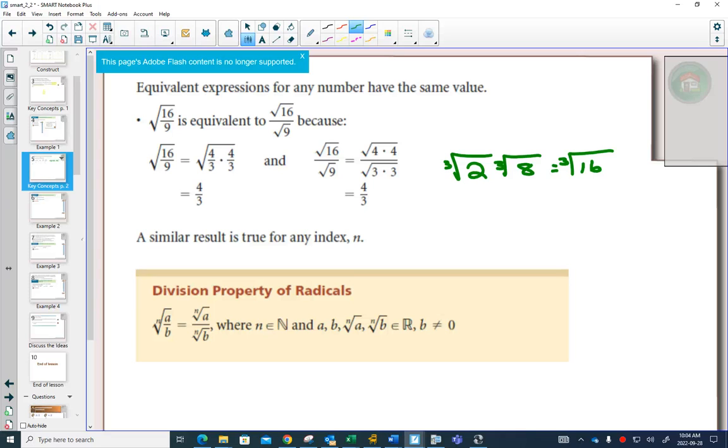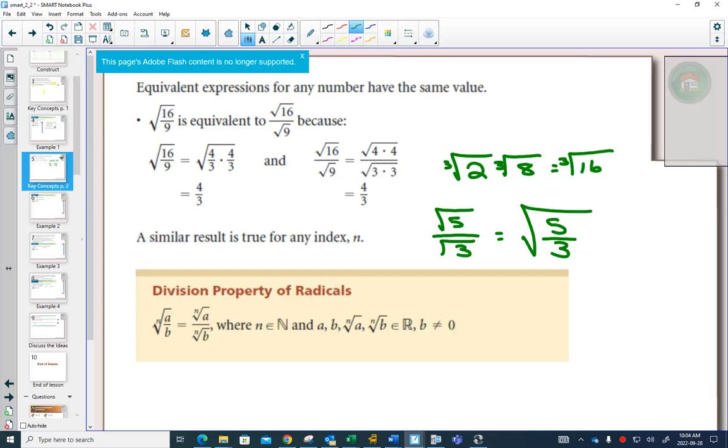This is also true for dividing, right? If you had the square root of 5 divided by the square root of 3, you could write this as the square root of 5 over 3. And you can work both ways.